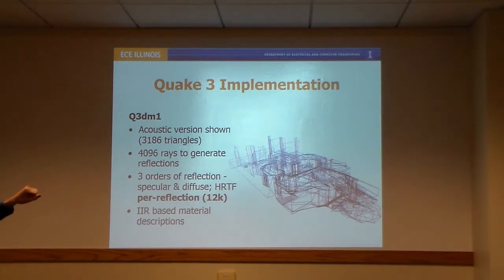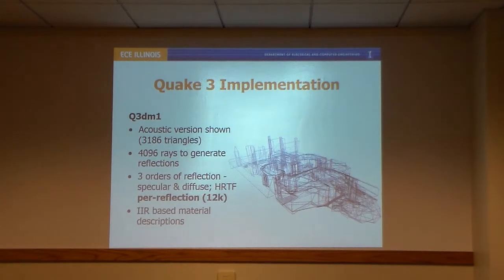And this is the acoustic mesh that we're using. So we're actually going to simulate the reverberation in real time using this simplified version of the world geometry right here. It's about 3,000 triangles, and we're going to use about 4,000 rays to generate the resulting impulse response. But there are going to be 3 orders of reflection.